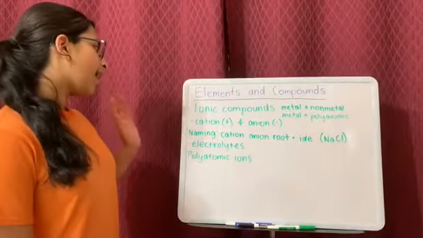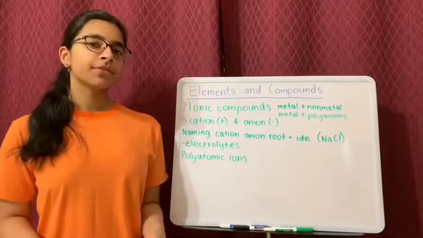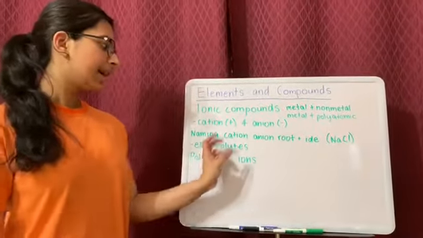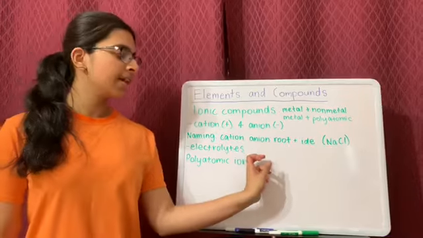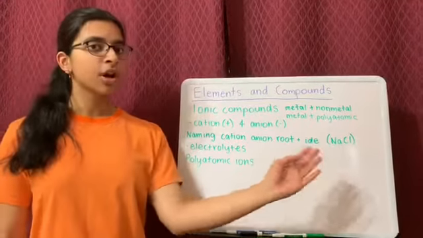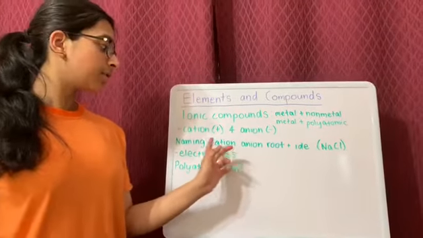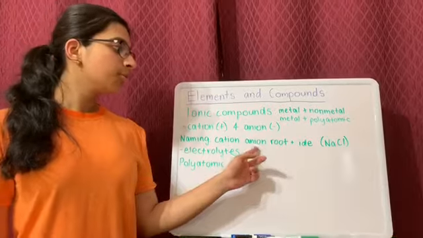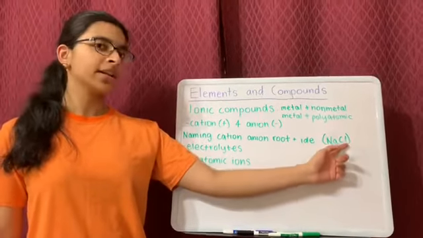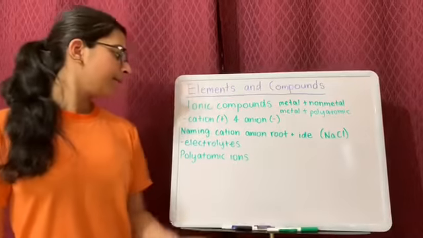So now let's talk about how we name ionic compounds. So essentially the formula for naming an ionic compound is the cation plus the root of the anion plus ide. So for example, NaCl is called sodium chloride. So the cation is going to be a sodium ion, so sodium, and then the root of the chlorine is going to be chlor plus ide, so sodium chloride, right?